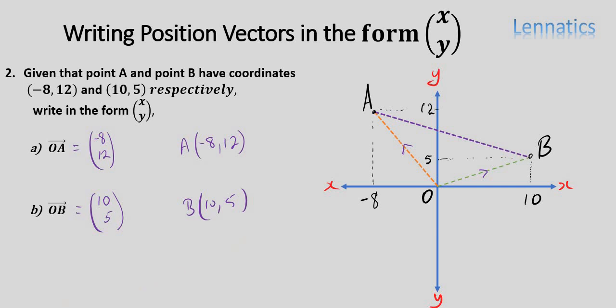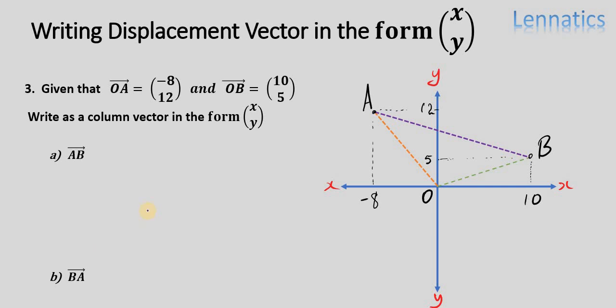So let's look at what we're going to do next. Writing displacement vector in the column vector form (x, y). So technically we're going to use the same kind of format, but a different approach. In fact, we'll be utilizing the position vectors in order for us to get the displacement vectors.